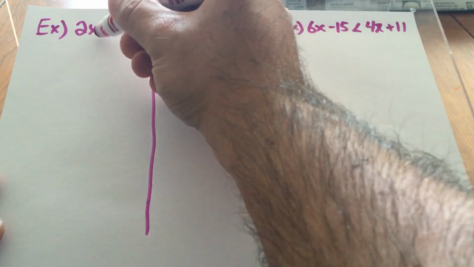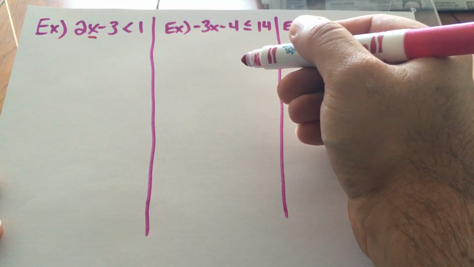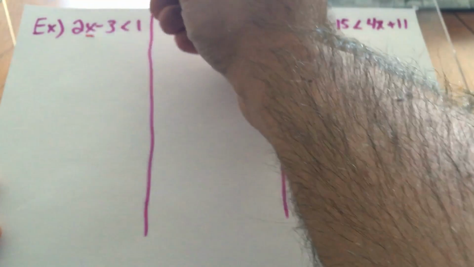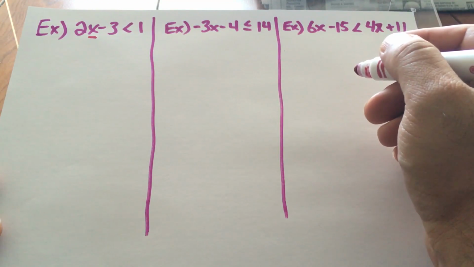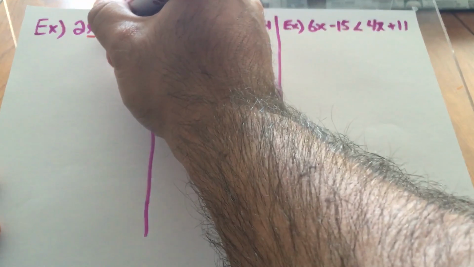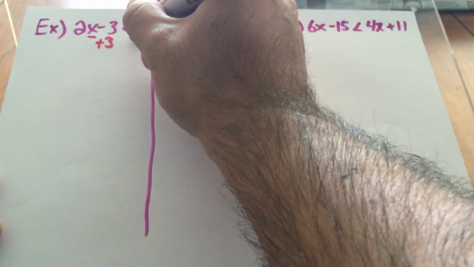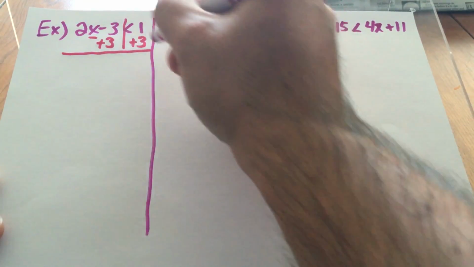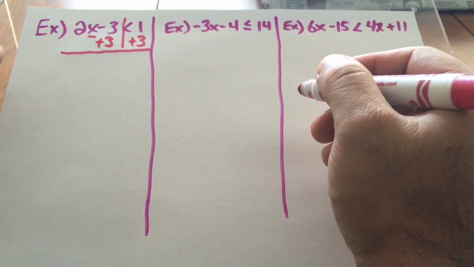If I want to solve for x, I've got to get x by itself. That's the goal. In order to get that by itself, I have to undo what's being done to it. I'm multiplying by 2 and I'm subtracting 3. So in order to get x by itself, the first thing I have to do is add 3 to both sides, just like we did with equations. And if you want to draw the little line, that's perfectly okay.